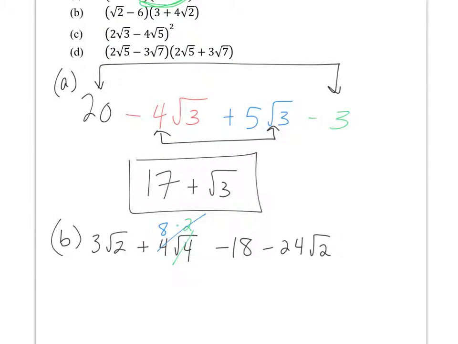After that, I'm going to collect like terms. I've got 3 radical 2 minus 24 radical 2, which is negative 21 radical 2. And then the middle terms, I've got an 8 minus 18, negative 10.